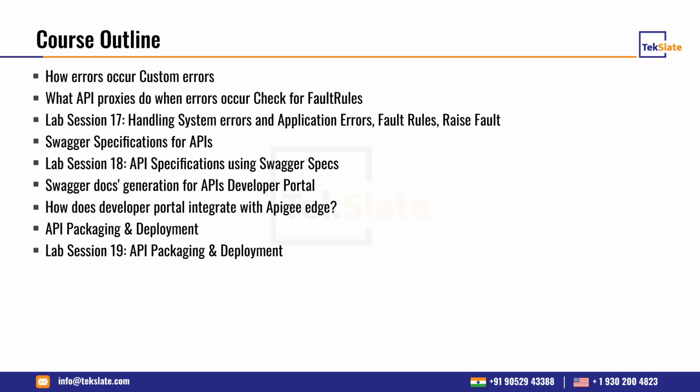And then we will cover things like custom errors and how do you handle various faults on Apigee, and then we will see how do you define fault rules, how you handle all the errors basically with a lab example, and then we will cover the Swagger specification for API.